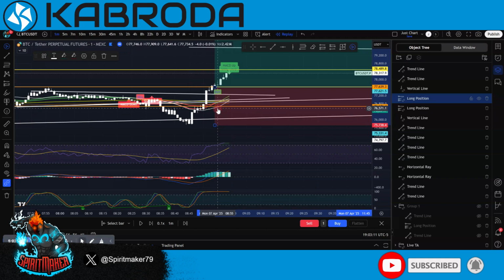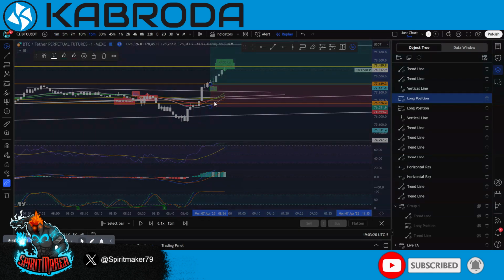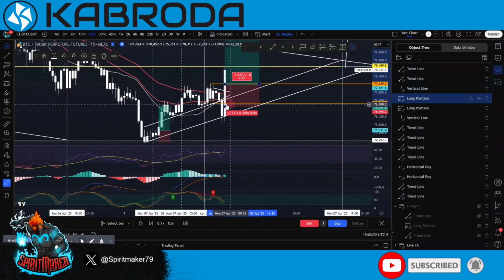And then you could have taken this bottom area, or really just taken the bottom of the 30-minute support line. So if I go back out to the 15-minute, you could have used this as support and then got in here to take the top of the lower time frames.